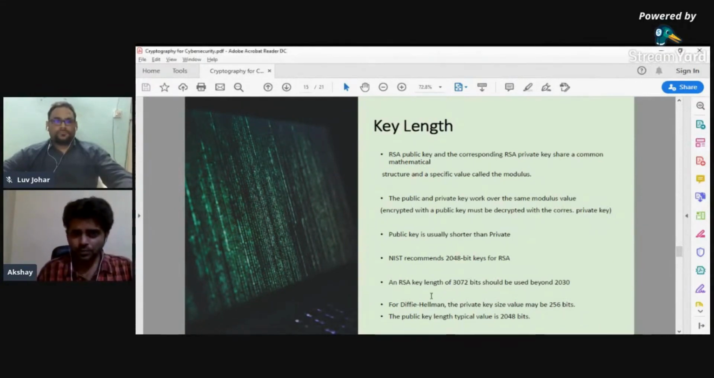Okay. So from an asymmetric perspective, NIST recommends RSA as a good asymmetric encryption algorithm. And a question that comes into people's minds is how do you determine a key length? Should a public key and a private key be of the same length? Which should be smaller, which should be bigger, and so on and so forth.